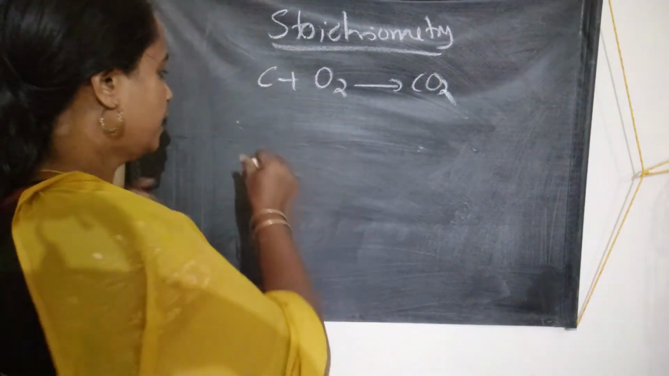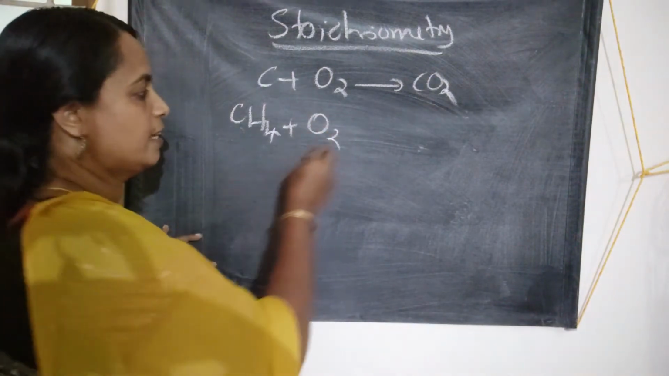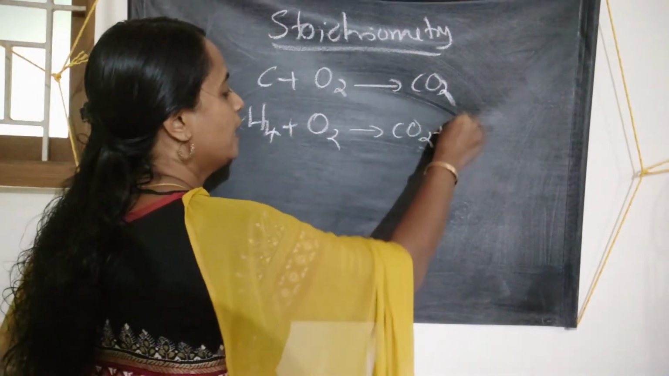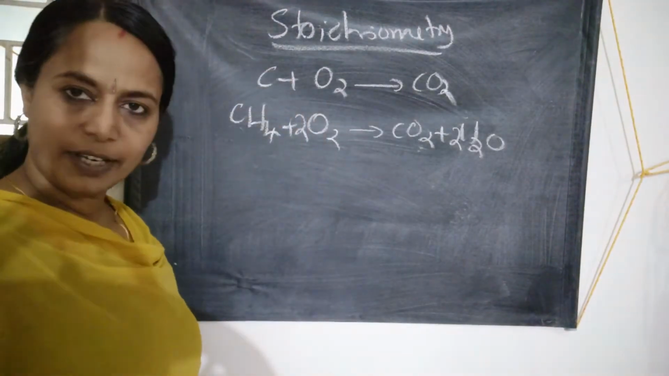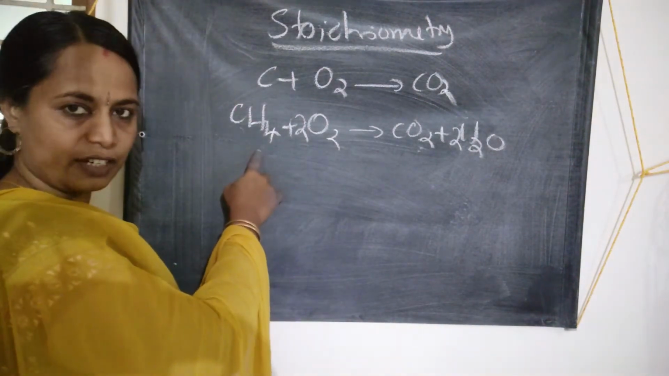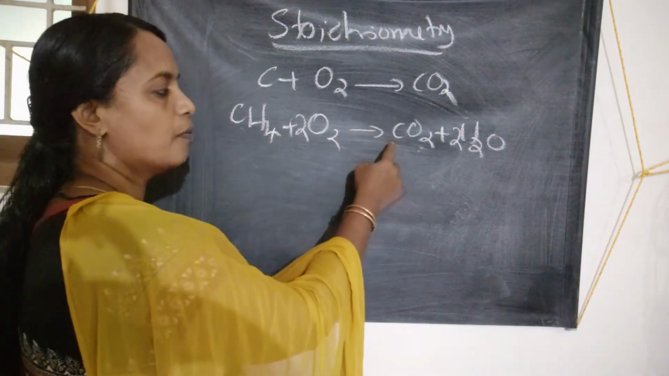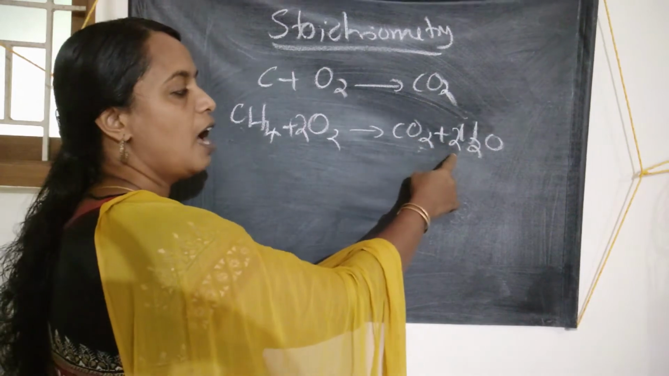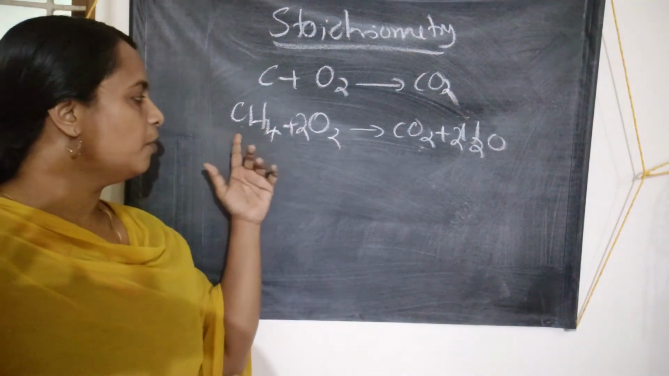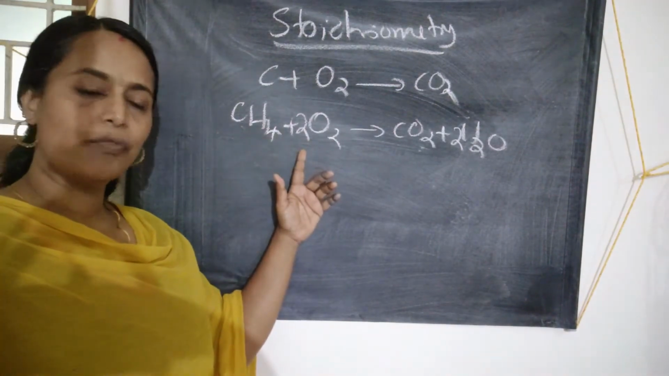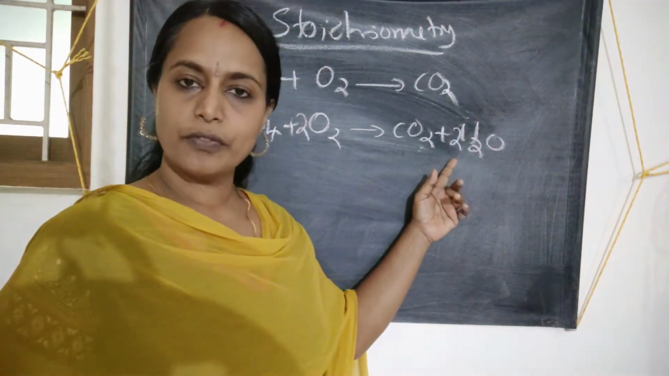For another reaction, CH4, when it is burned in air, oxygen, forms carbon dioxide and water. CH4 plus 2O2. For this reaction, 1 mole of CH4 reacts with 2 moles of oxygen, forming 1 mole of carbon dioxide and 2 moles of H2O. That is, 1 mole of CH4 reacts with 2 moles of dioxygen, forming 1 mole of carbon dioxide and 2 moles of H2O.